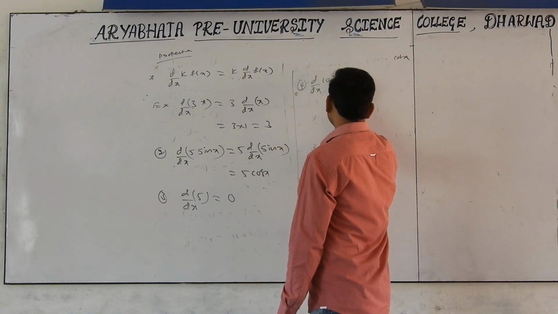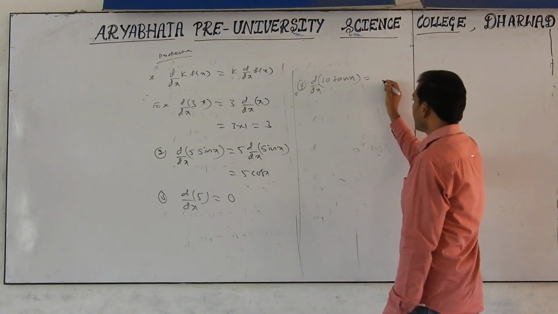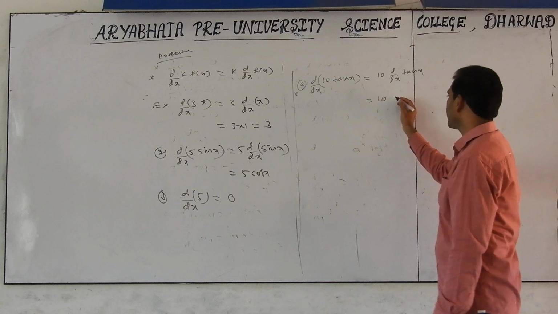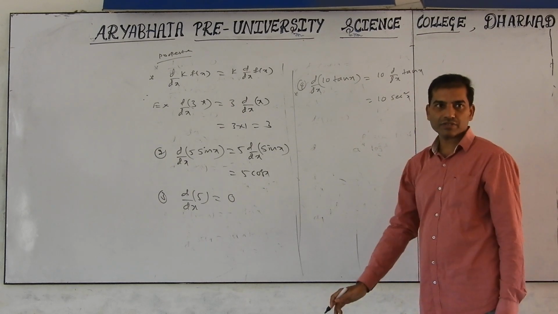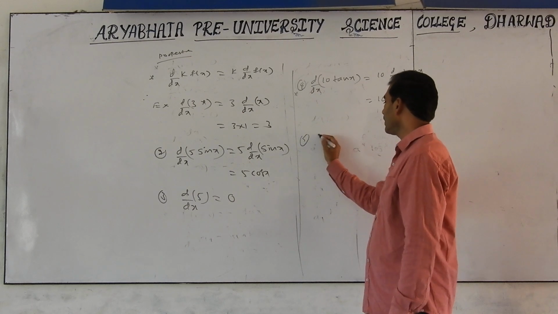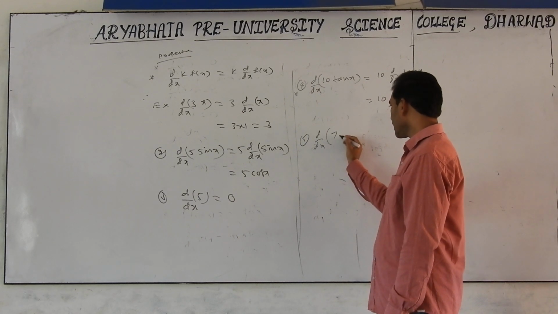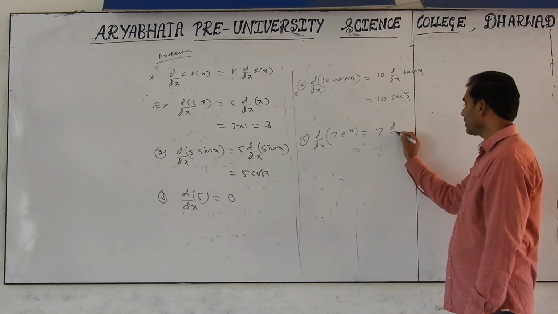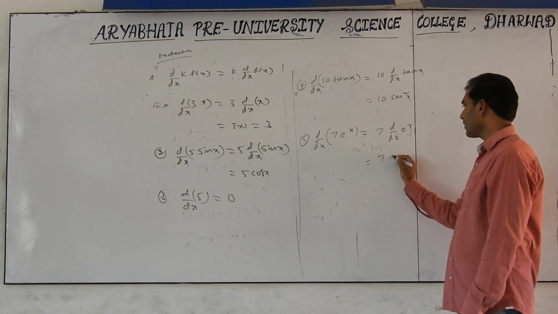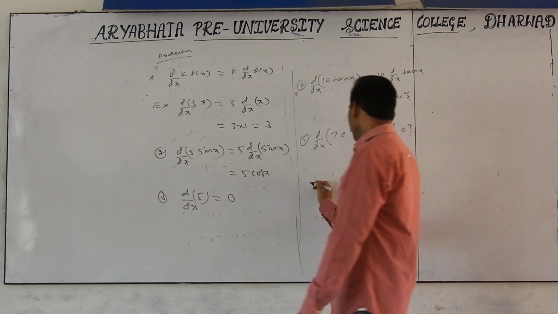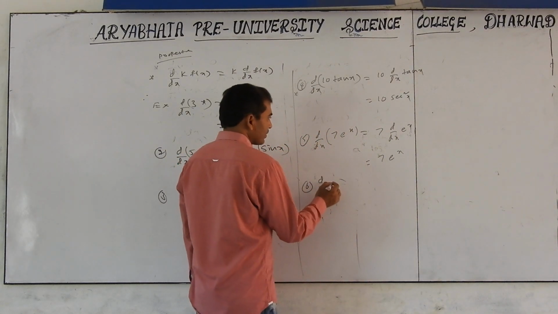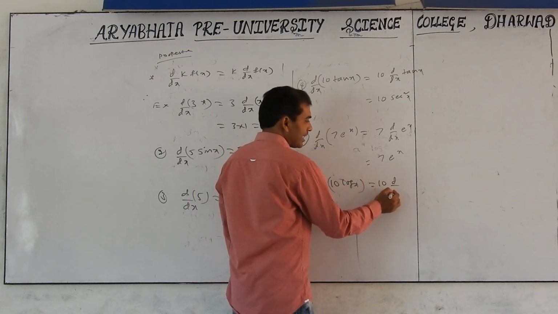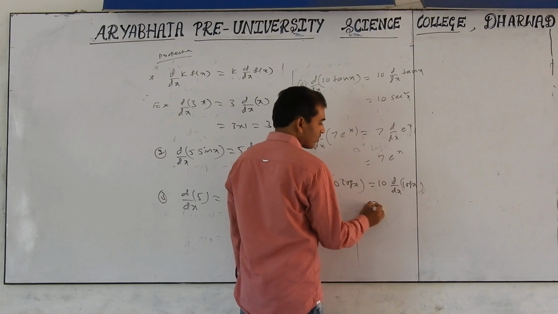Okay, and d by dx of 10 tan x. What is the constant here? Take 10 out: 10 into d by dx of tan x. So 10 into the derivative of tan x, which is secant square x. Fifth one, d by dx of 7 e power x. 7 is constant, take 7 out, d by dx of e power x. So 7 into e power x. Sixth one, d by dx of 10 log x. Take 10 out, d by dx of log x. The derivative of log x is 1 by x, so 10 by x.